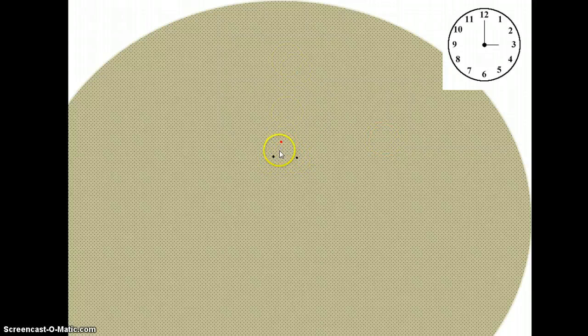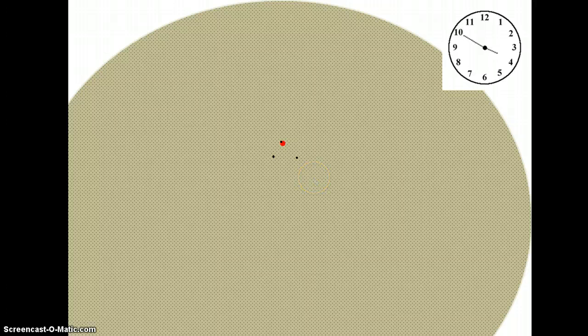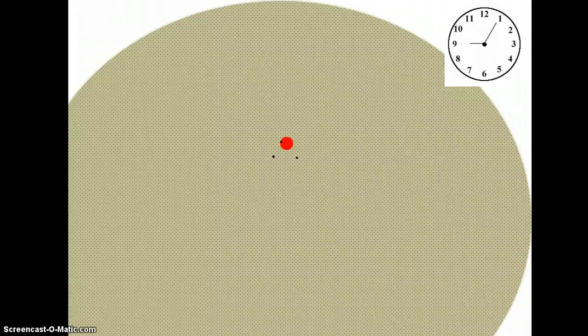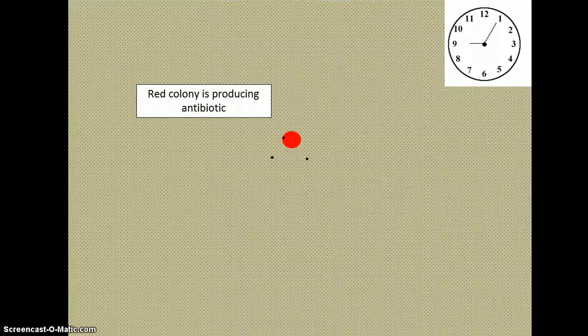Okay, I've actually drawn them bigger. This is not to scale. We have 3 different bacterial cells here. If we let time go by, okay, the red colony is getting bigger. Okay, it is also producing antibiotic in this case.